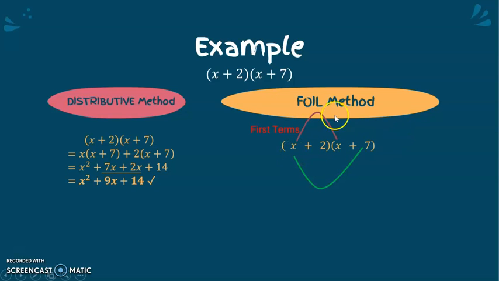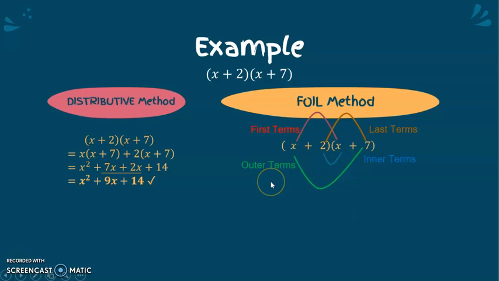So, x and 7. These are the outer terms. Next, O is for outer, and I is for inner. The inner terms are in the middle: 2 and x, we multiply them. So that is the inner terms. And L is for last term. The last terms are 2 and 7.